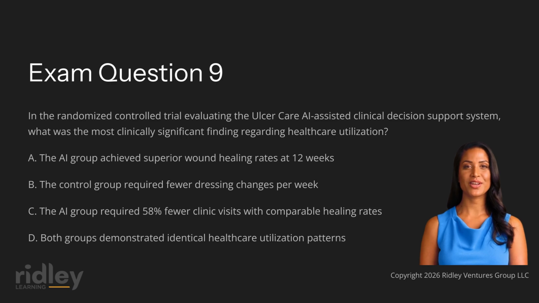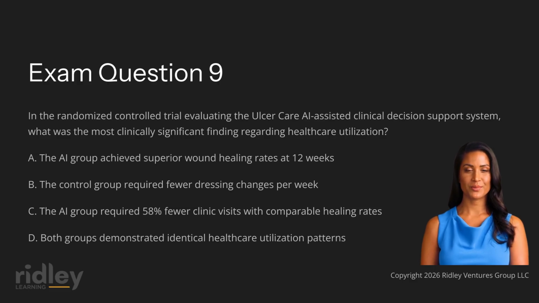Question 9. In the randomized controlled trial evaluating the UlcerCare AI-assisted clinical decision support system, what was the most clinically significant finding regarding healthcare utilization? The correct answer is C. The AI group required 58% fewer clinic visits with comparable healing rates.